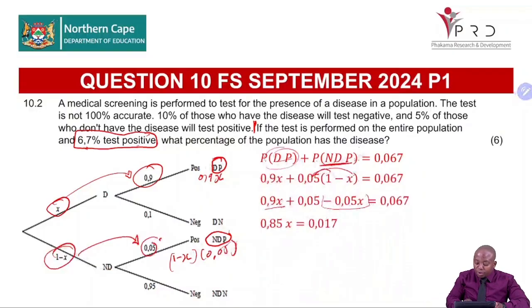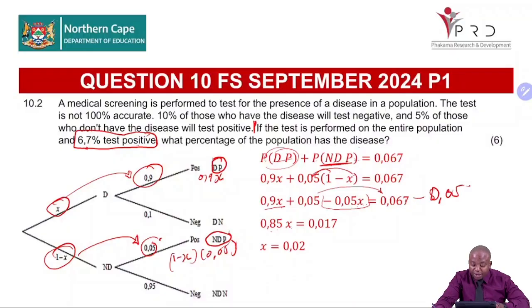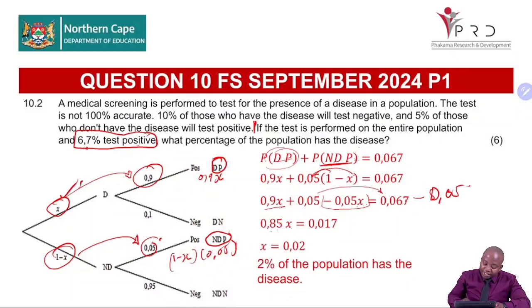We get 0.9x minus 0.05x, which is 0.85x. Then we can work with this here and say minus 0.05, we get 0.017. Then our X is going to be 0.02. Then our percentage of the population, because we are not told which is X, is 2% of the population has the disease.